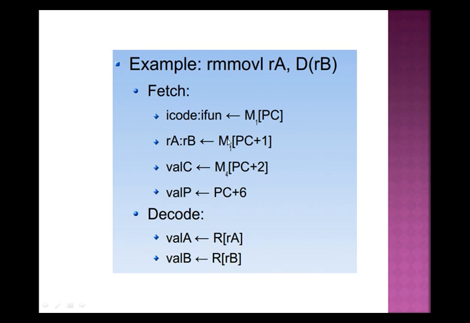Then next one is decode, that is how to decode the values. First of all, use the register rA and store its content in valA. Then use the register rB and store the register rB content in valB. So the first one is fetch, used for fetch operations, and these are used for decode operations.